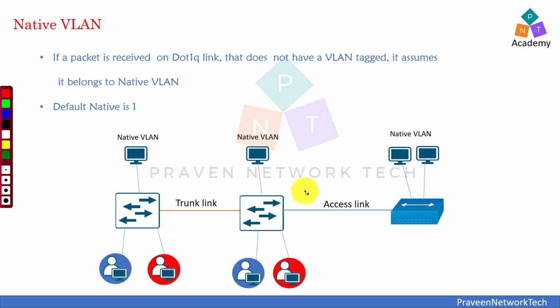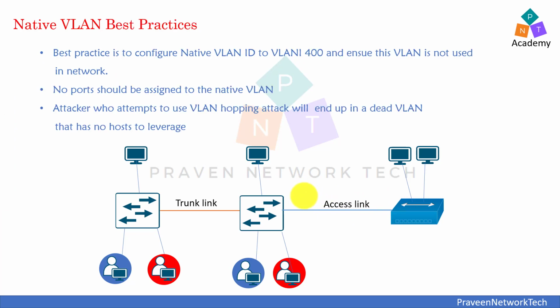Coming to the best practices, which native VLAN should we use? In order to follow the native VLAN best practice, you need to create a VLAN, let's say VLAN 400. You need to ensure that this VLAN is not used anywhere in your network, and no port is associated with that specific VLAN.